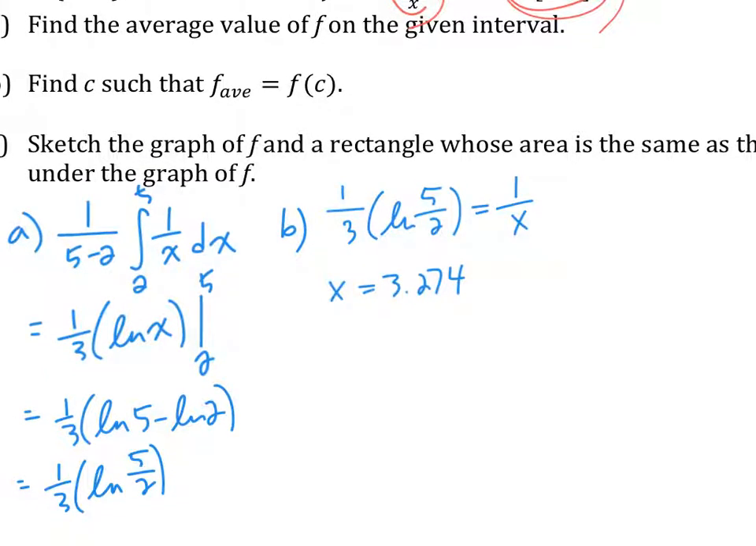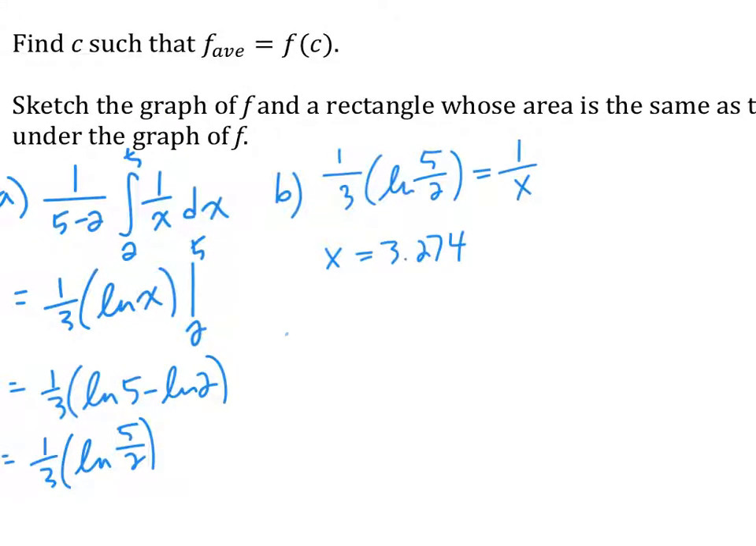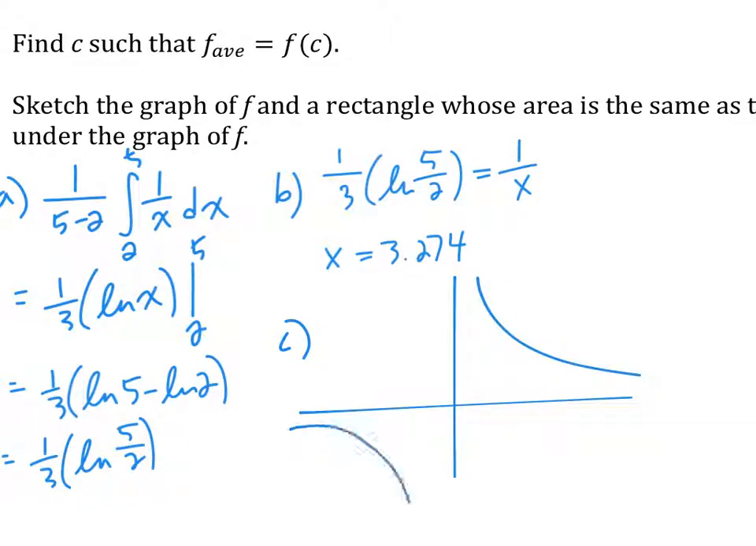Let's look at part C together. Sketch the graph of f and a rectangle whose area is the same as the area under the graph of f. 1 over x looks like this, from 2 to 5. I don't know, approximately here. So the area under the curve is this one. They want you to draw a rectangle that is approximately the same area as the one under the curve.